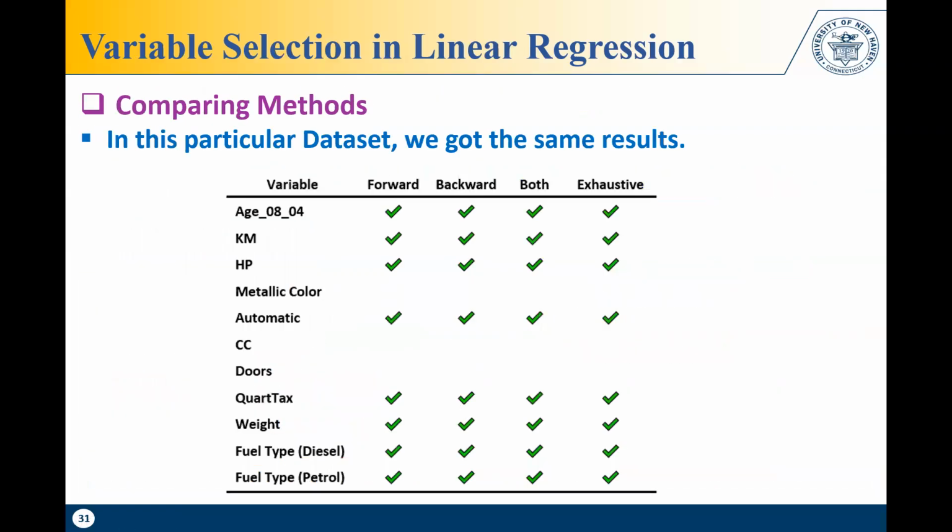If we compare the different methods, you can see that we got the same result for this particular data set, which is not always the case. Using different methods, forward selection, backward elimination, and exhaustive search, all of them suggest the same 8 predictors, but it's not always the case. This is only for this particular data set.